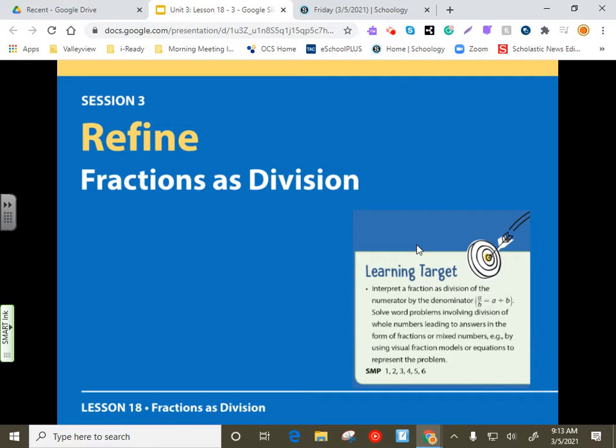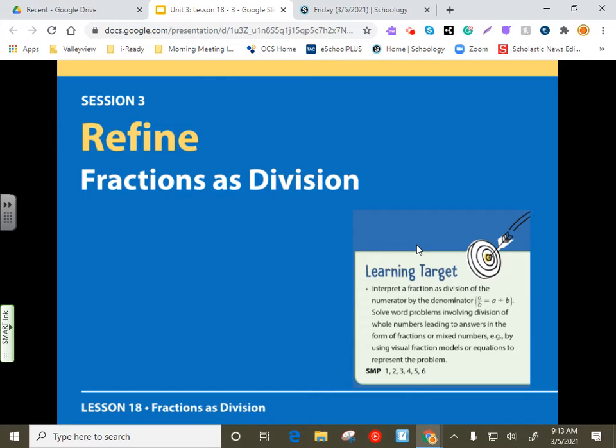All right, so here's the last session for lesson 18, and this is where we go over a few other strategies for using fractions as division problems. I'm also going to have a short portion of this where I show you how to change a mixed number into an improper fraction. As we've already done improper fractions into mixed numbers, I want to show you the opposite since your IXL today will involve that.